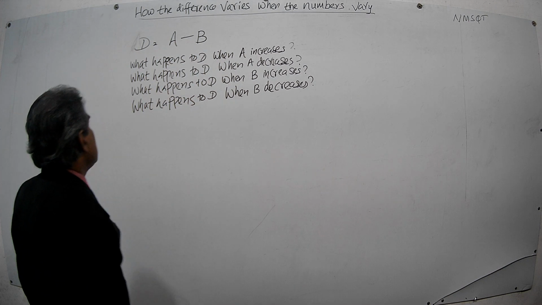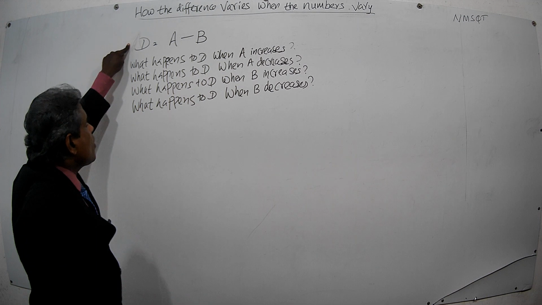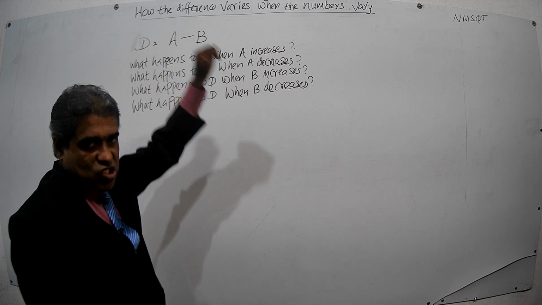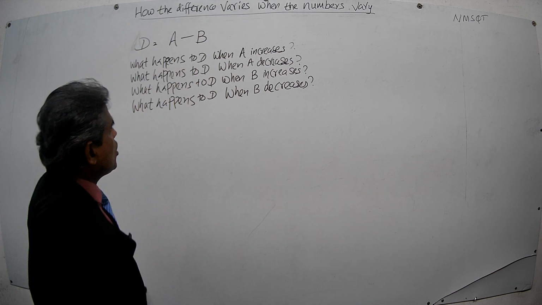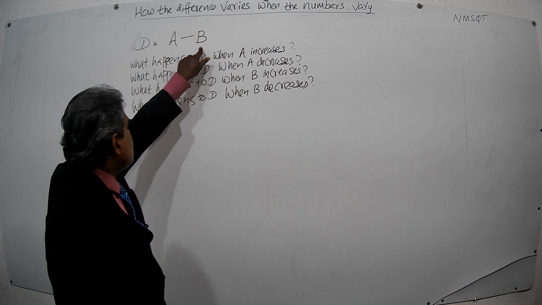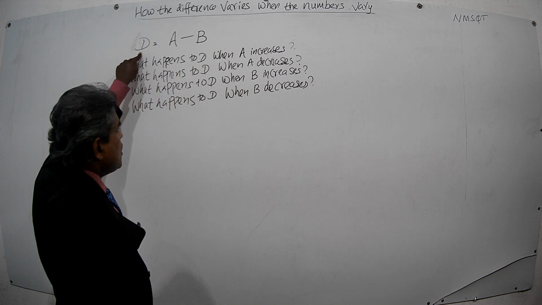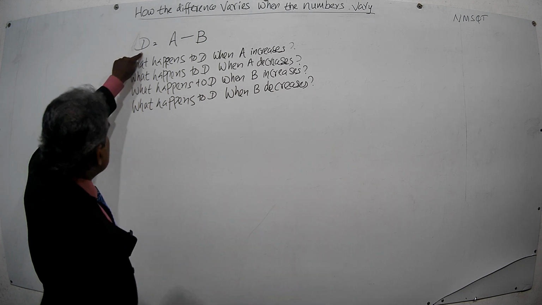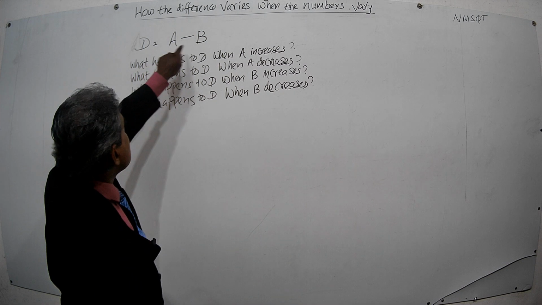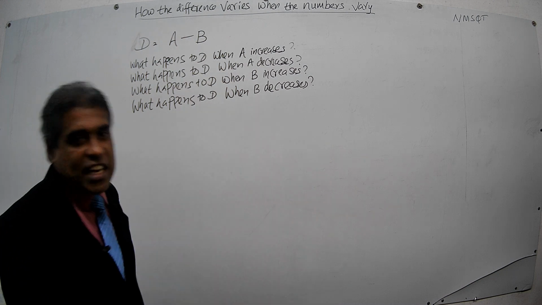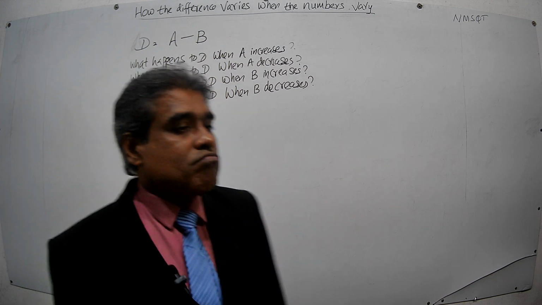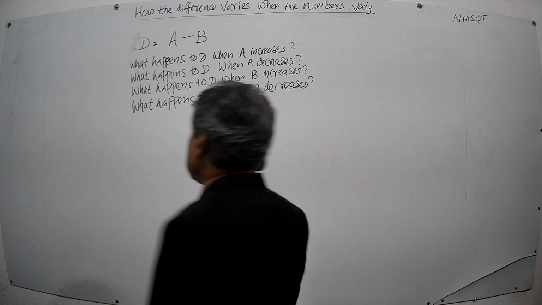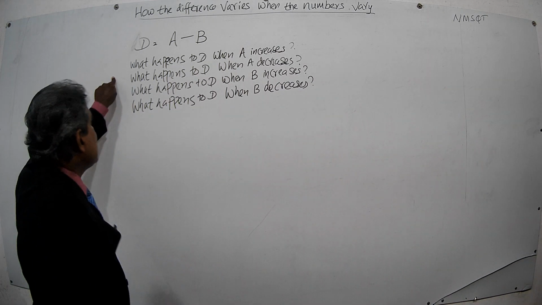Now we are going to see what happens to d when a changes or b changes. When a changes, d changes. When b changes, also d changes. But how? That is what we are going to study here. How d changes when the numbers a and b change. So that is the issue that we are going to discuss today.